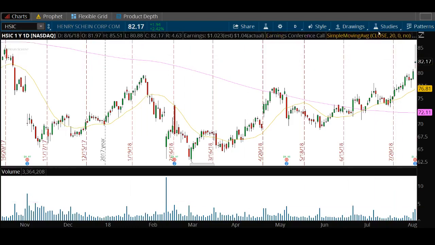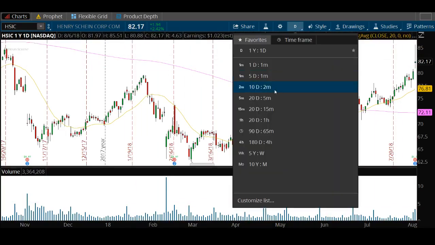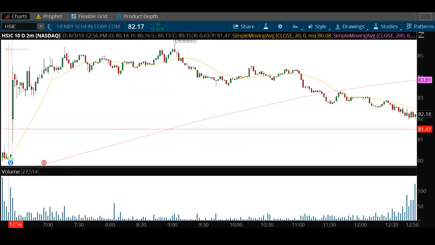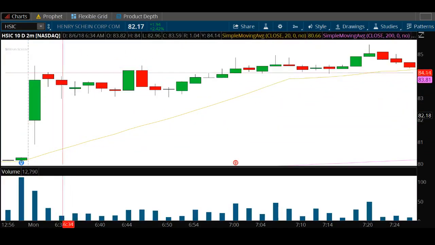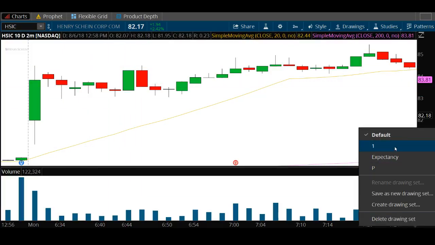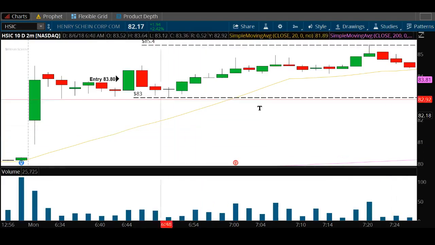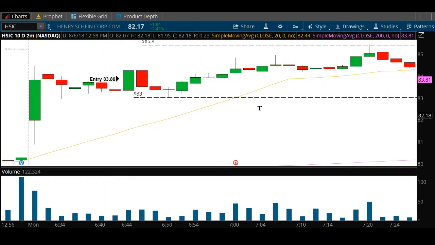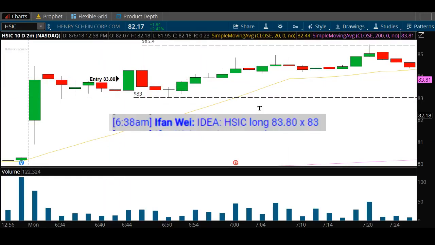Okay, so this was off of the 2-minute chart here. Okay, so it immediately started off strong. We got a little bit of consolidation in here, and this is what the calls will look like, which is that they'll have an entry price and a stop price. Alright, and then they'll be outlined like this: HSIC long 83.80.